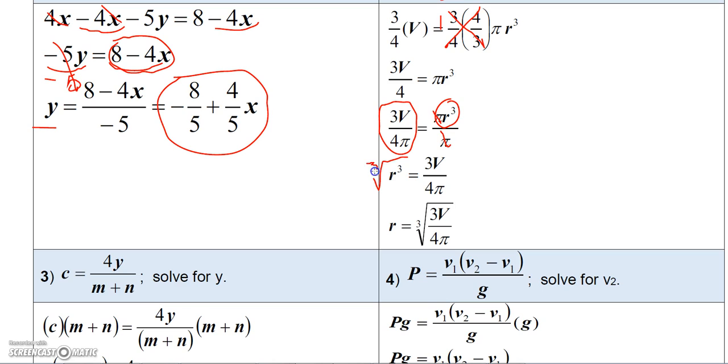So if I take the cube root of this side and then take the cube root of this side, then I know if I take the cube root of r cubed, I just get r, and then on the right hand side I'll just have for my answer the cube root of 3v over 4 pi for my final answer. So now I've got r isolated.